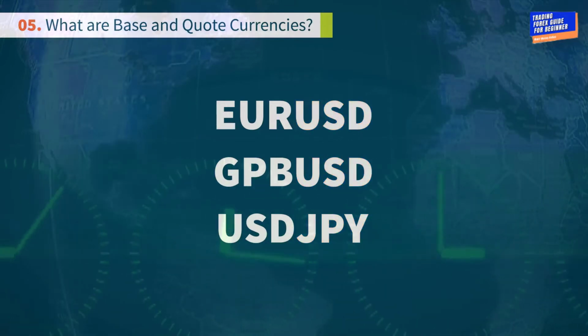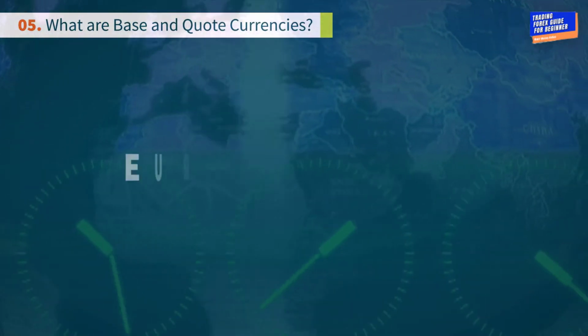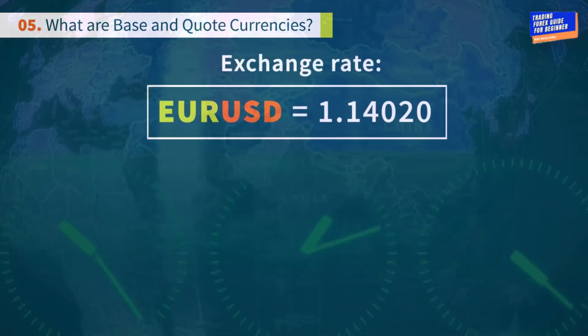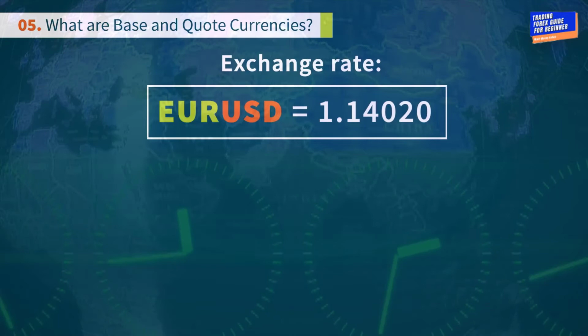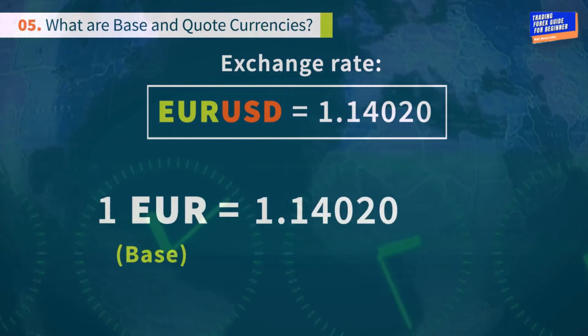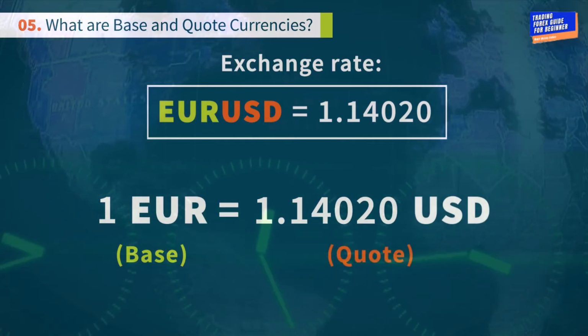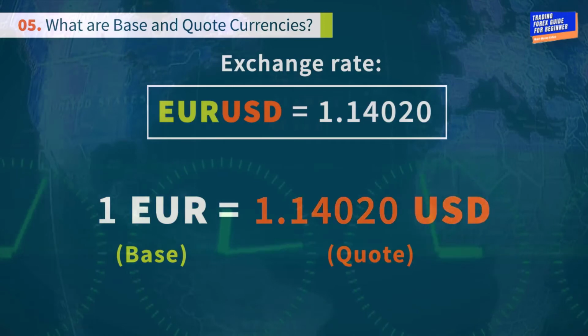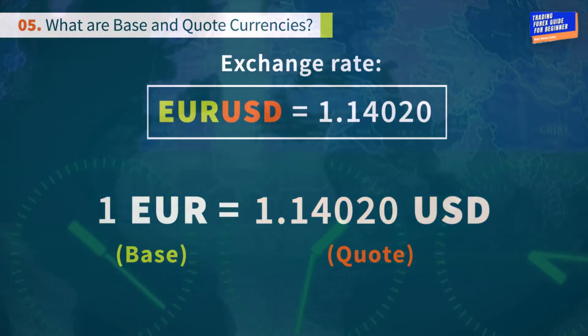The best way to understand base and quote currencies is in terms of exchange rates. An exchange rate of 1.1402, for example, would mean that 1 unit of base currency would cost 1.1402 units of quote currency. So, in this case, to own €1, the equivalent of 1.1402 US dollars is needed.